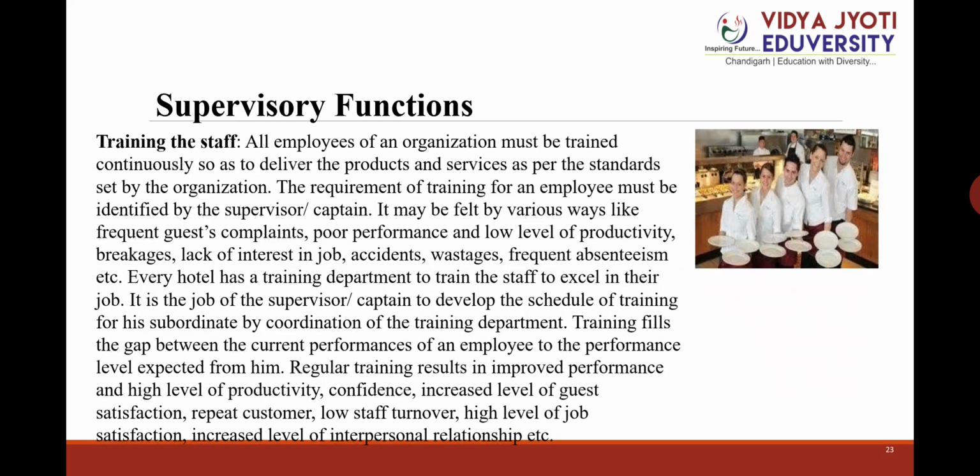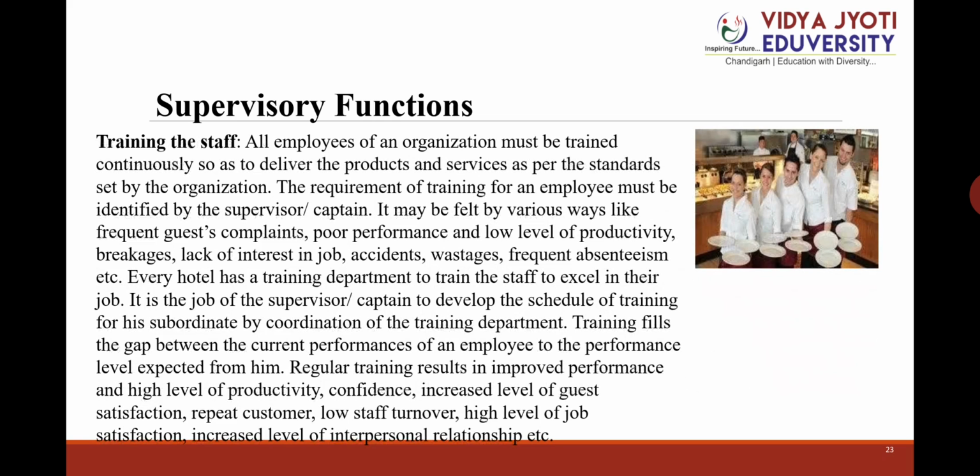Training the staff. All employees of an organization must be trained continuously so as to deliver the products and services as per the standard set by the organization. The requirement of training for an employee must be identified by the supervisor or captain, and it may be felt in various ways like frequent guest complaints, poor performance, low level of productivity, breakages, lack of interest in the job, accidents, wastages, frequent absenteeism, etc.